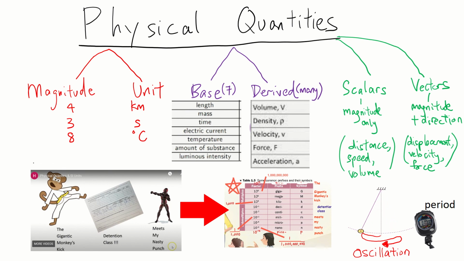Okay, and normally when we take the period of a pendulum, we don't usually take one, because that will involve human errors, human reaction time errors at the start and the end, and so we usually take more than 10 oscillations, and then we divide by 10.